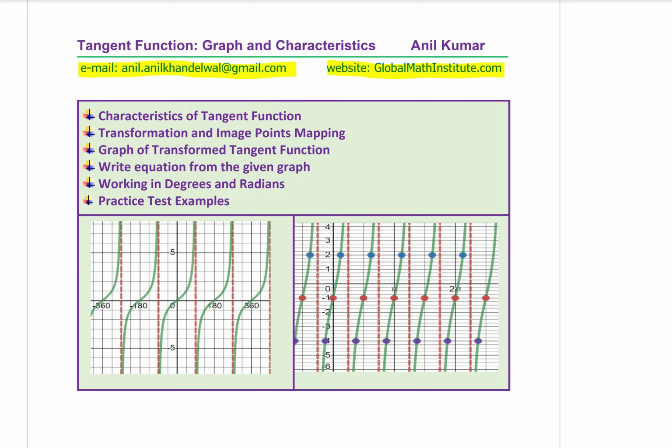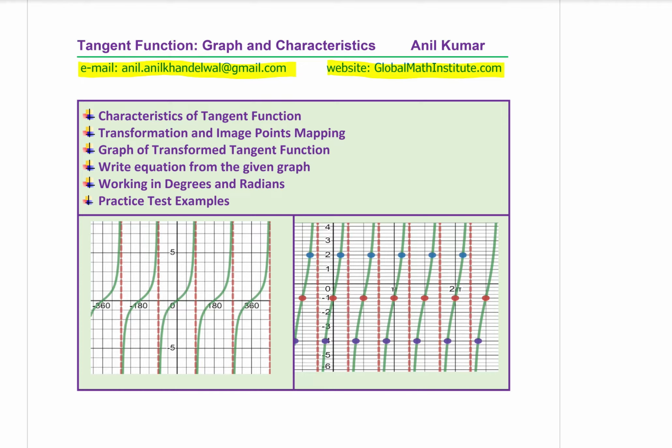This video could be long as we are going to discuss the characteristics of the tangent function. We'll also discuss transformations and find the image points by mapping. Graph of transfer functions, how do we do that? Will be discussed in great details. How to write equation from the given graph. We'll be working with both degrees and radians and end up with a test example. So there are about 7 examples which we'll be talking about.